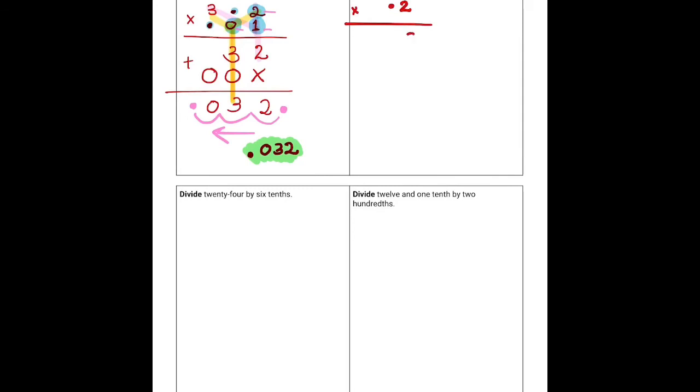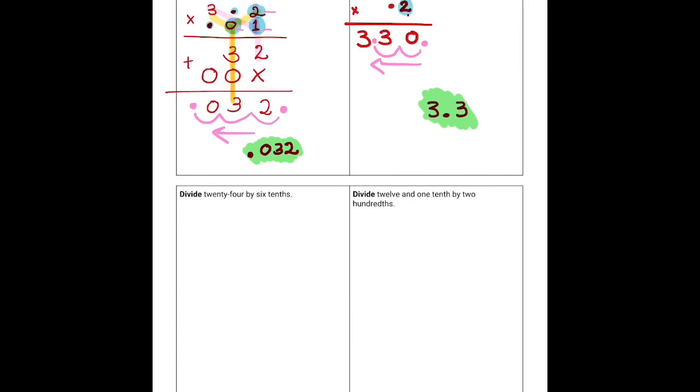So 5 times 2 is 10. 2 times 6 is 12, plus 1 is 13. Carry 1. 2 times 1 is 2 plus 1 is 3. Now, how many decimal places? There are 2 digits after the decimal point. So what you need to do is, remember, there is an invisible decimal point after every whole number. So we move it to the left. And so the final answer is 3 and 3/10. Okay?